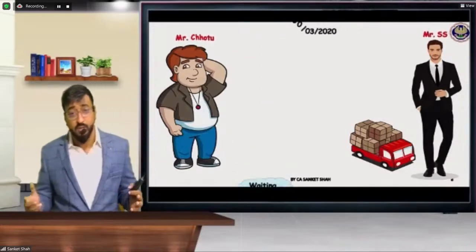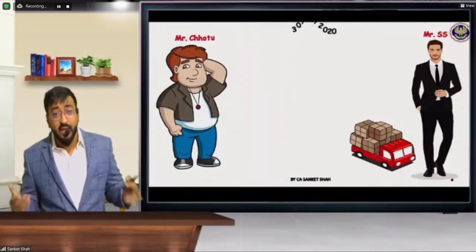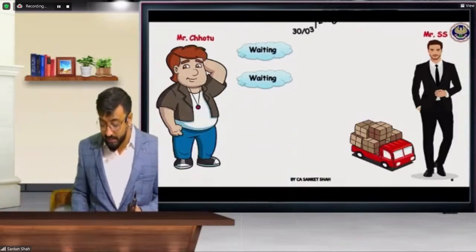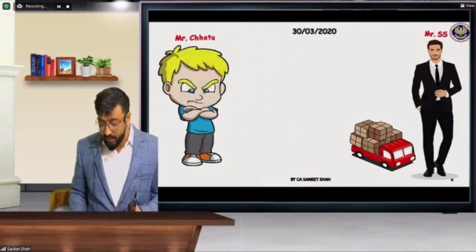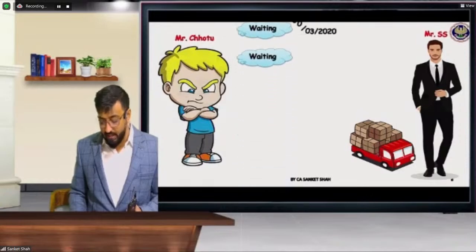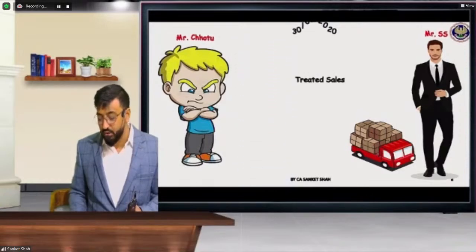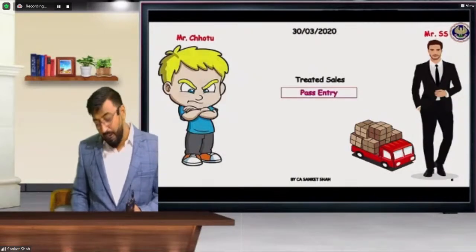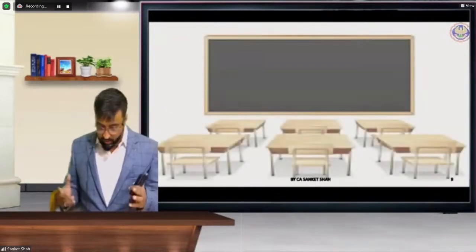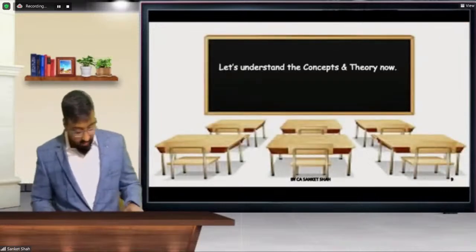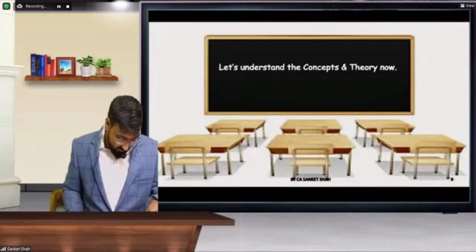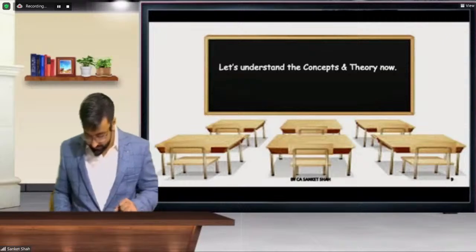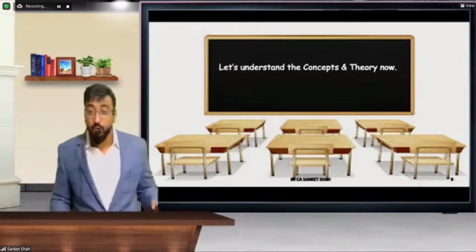waiting. Suppose third option, still not getting anything from the Mr. SS. Mr. Chotu is still waiting. And in that case, बेचारा छोटू का accountant जो है, वो क्या करेगा? Either it is treated as sales, pass entry, or rejected. So that we have to understand. Let's understand the concept and theory. Okay. I hope you understood why this chapter.